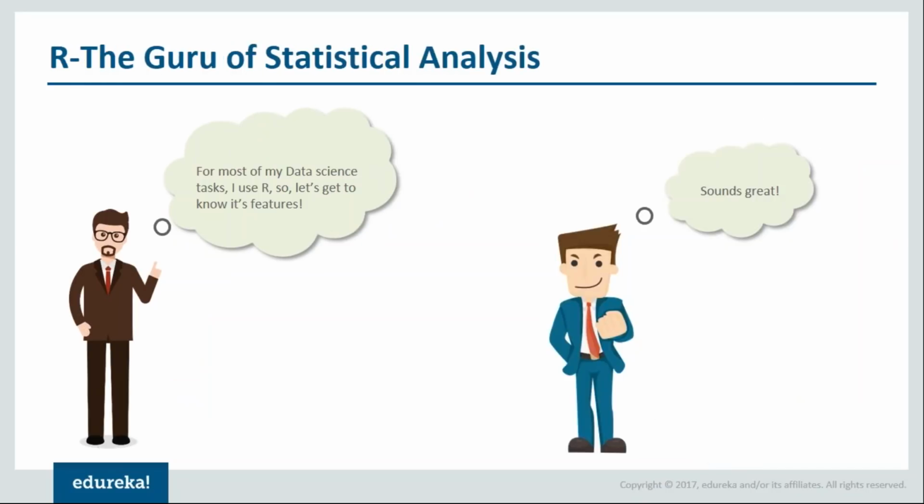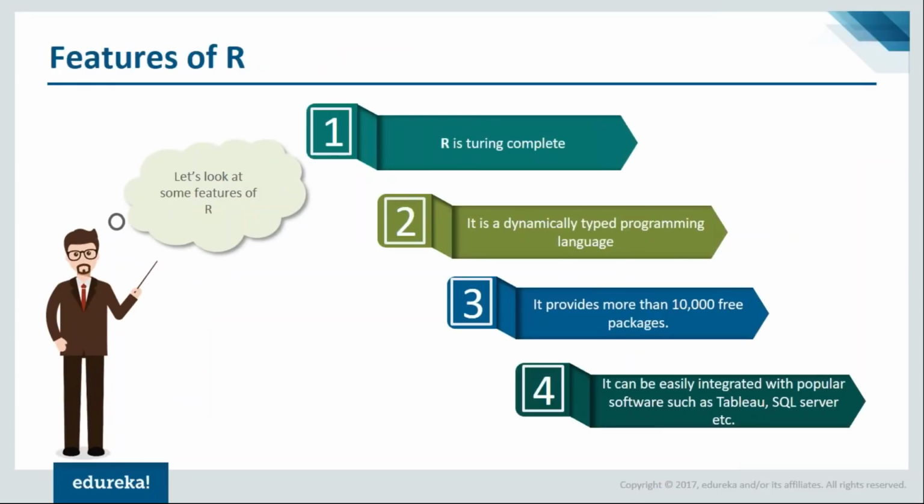And for most of his data science tasks, Uncle George uses R, and hence we'll follow Uncle George's advice and use R for our data science tasks as well. Uncle George tells us some features of R. He tells us that R is Turing complete. That is, whatever computational process it is, it can be done with the help of R. R is also a dynamically typed programming language, which means that the focus is on the value of the object and not on the data type of the object.